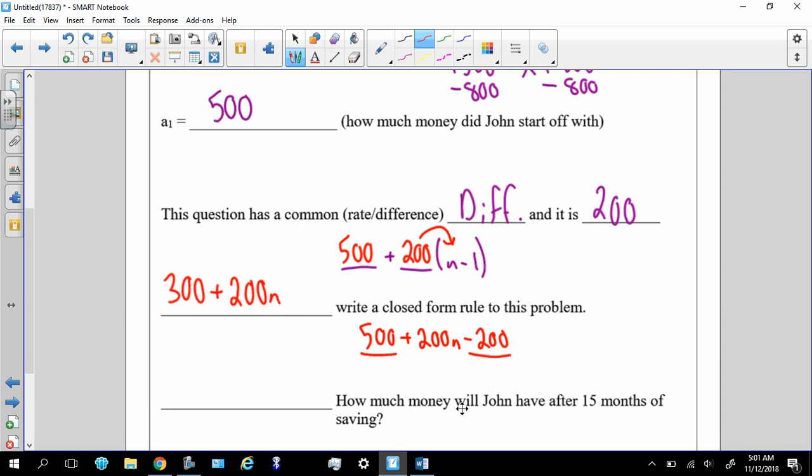How much money will John have after 15 months? This is not a guess and check. This is a take the information, plug it in for n. And so when you do that, you get $3,300.